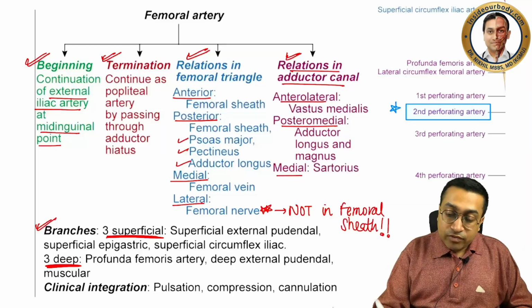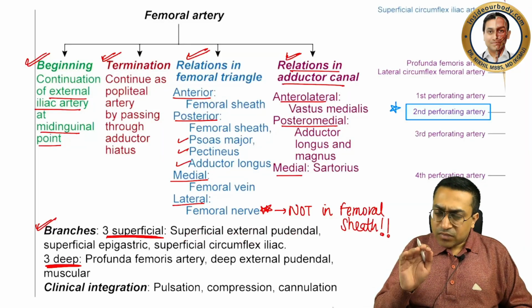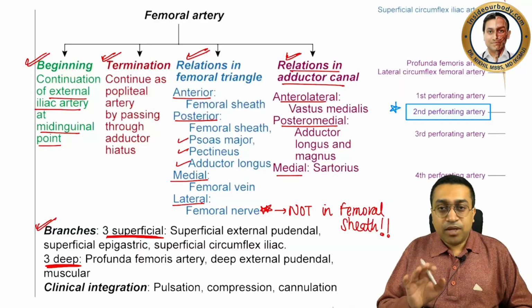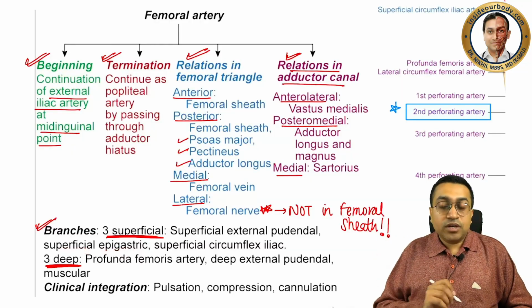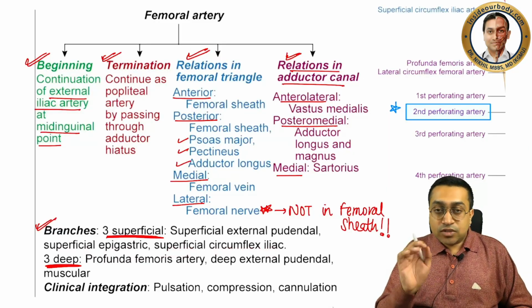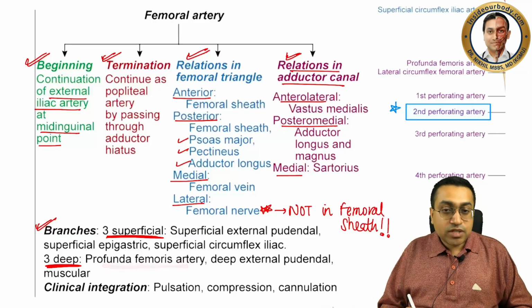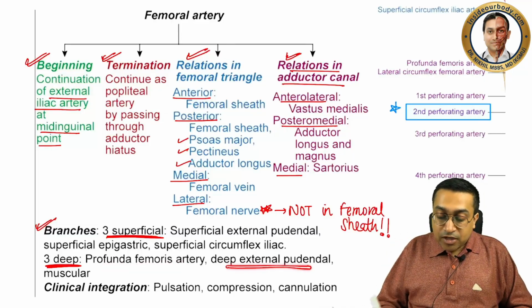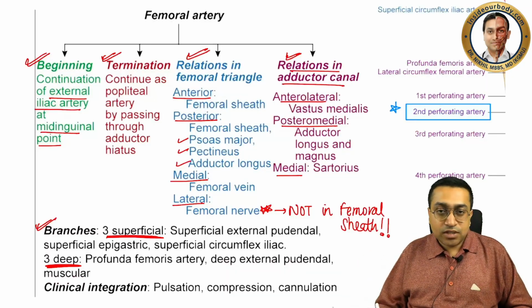So number 1, we have the superficial external pudendal artery. We have the veins of the same name. Okay, we will come to that eventually. Then you have superficial epigastric, and then we have superficial circumflex iliac. So all these superficial vessels are there. Then you have profunda femoris, I have already shown you, deep external pudendal and muscular branches. Muscular branches to supply all these muscles in the thigh region.